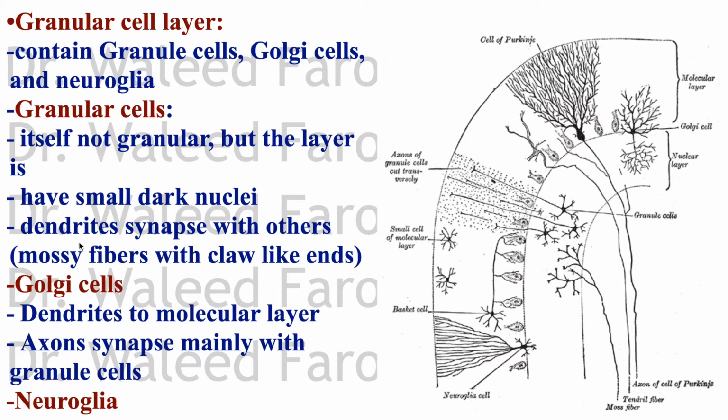Mossy fibers are any other fibers entering the cerebellum. They synapse with the granule cells by their claw-like ends. Golgi cells have dendrites to the molecular layer, and axons that synapse mainly with the granule cells, and neuroglia cells, of course, to support these cells.